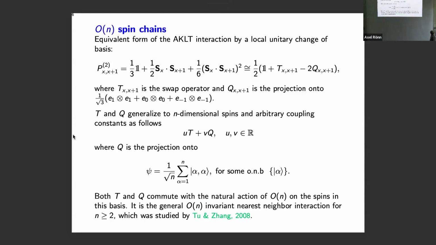generalization of the AKLT chain to n-dimensional spins. So if n is equal to 3, I'm talking about the AKLT chain. I don't know whether you remember the interaction that I put on the board at the beginning, which are spin 1 chain, the 3-dimensional spins. So it turns out that you can write this as a linear combination of 2 operators on nearest neighbors, and one is the swap operator. That's the T_{x,x+1}. It swaps the state on these 2 tensor factors, and then the other one is the rank 1 projection on the maximally entangled state.